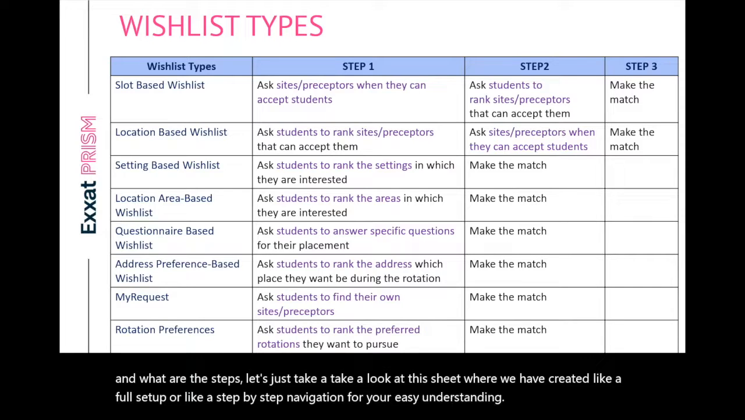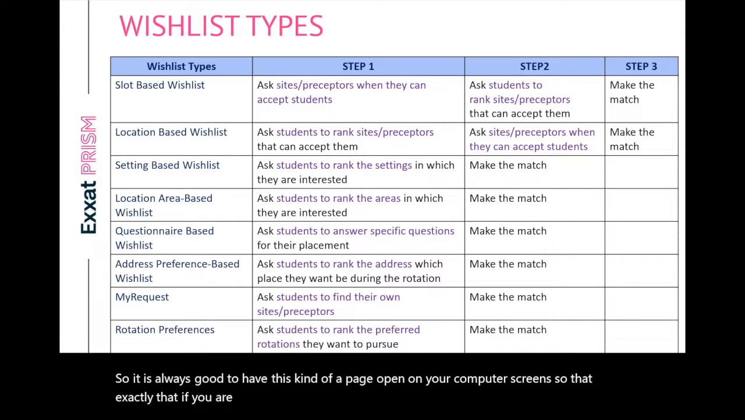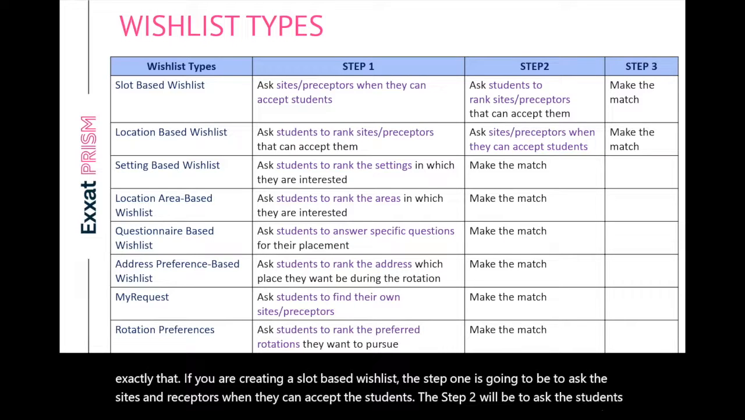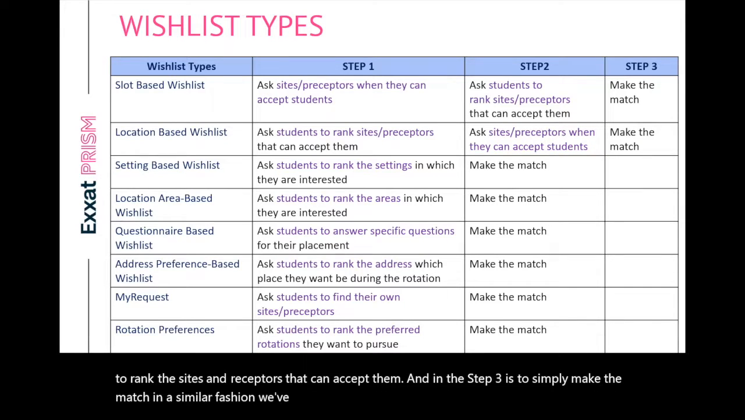So it's always good to have this kind of a page open on your computer screen so that you know exactly that if you're creating a slot-based wish list, step one is going to be to ask the sites and preceptors when they can accept the students. Step two will be to ask the students to rank the sites and preceptors that can accept them. And then step three is to simply make the match. In a similar fashion, we've got all of these different wish lists that we've listed out on this particular table, and you can use this for future requirements as well whenever you're creating a wish list.